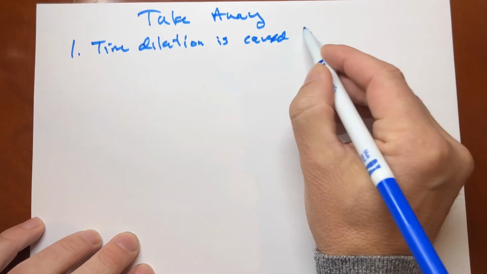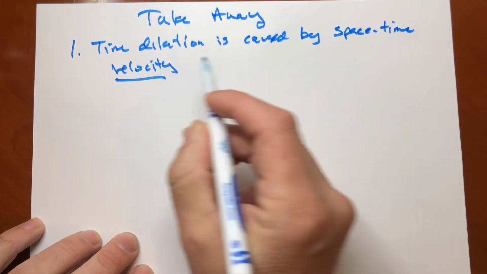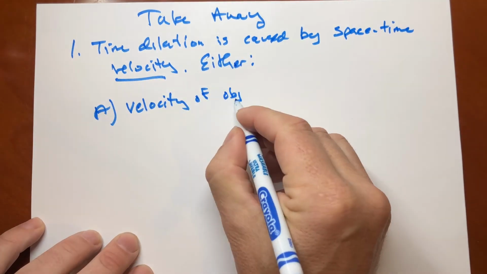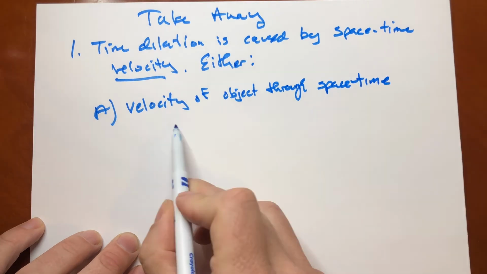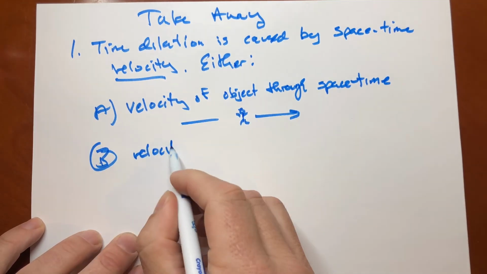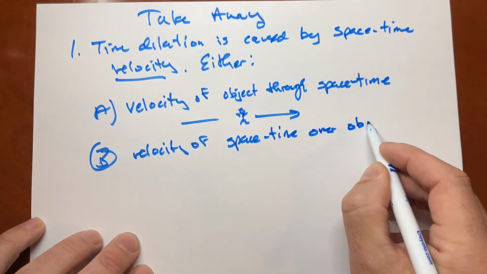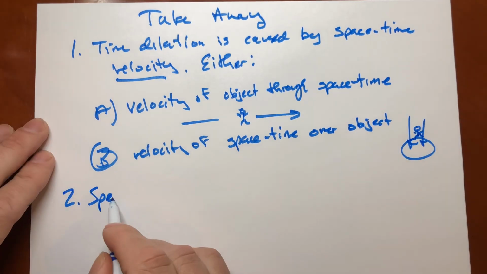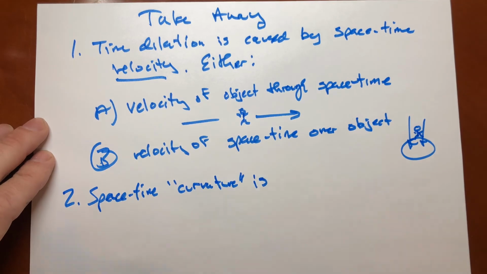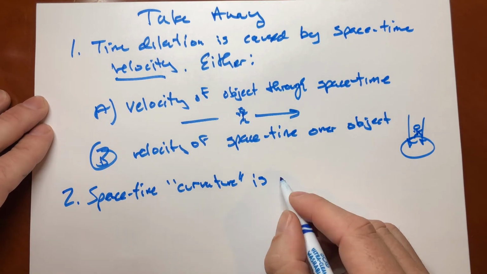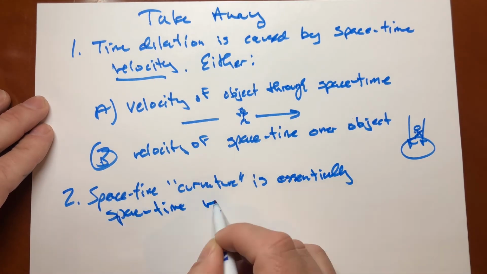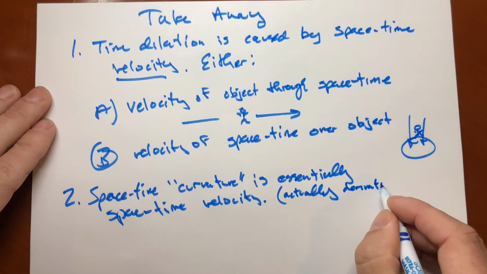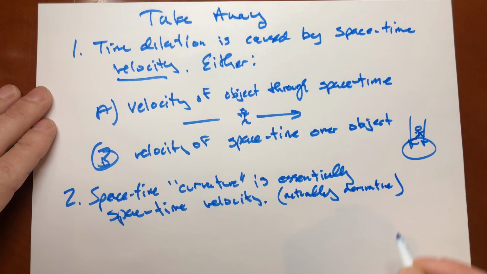The takeaway is the time dilation is caused by space-time velocity. Either the velocity of an object as it travels through space-time, which is the classic special relativity case, or the velocity of space-time as it travels over an object, which is the general relativity case. Space-time curvature is essentially space-time velocity. Actually, it's the derivative, but close enough.